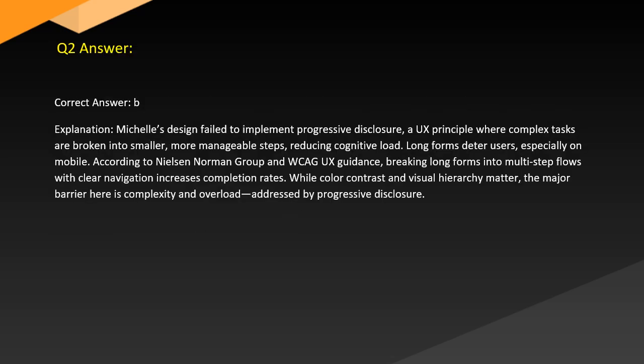Answer. Correct answer: B. Explanation. Michelle's design failed to implement the progressive disclosure UX principle, where complex tasks are broken into smaller, more manageable steps, reducing cognitive load. Long forms deter users, especially on mobile. According to Nielsen Norman Group UX guidance, breaking long forms into multi-step flows with clear navigation increases completion rates, while color contrast and visual hierarchy matter, the major barrier here is complexity and overload, addressed by progressive disclosure.